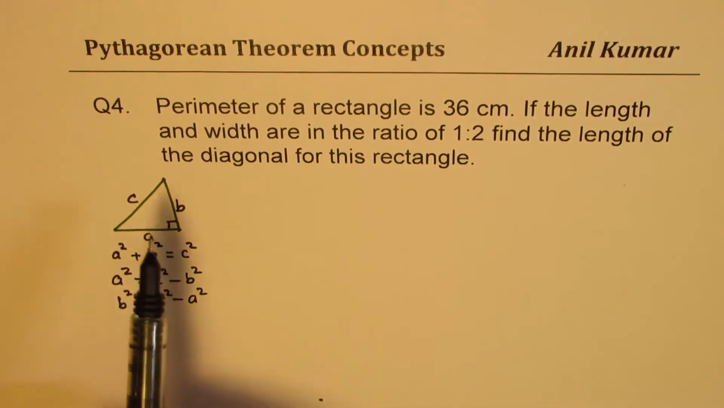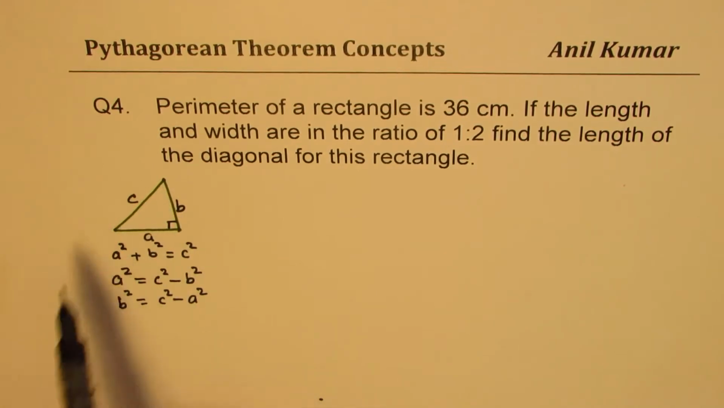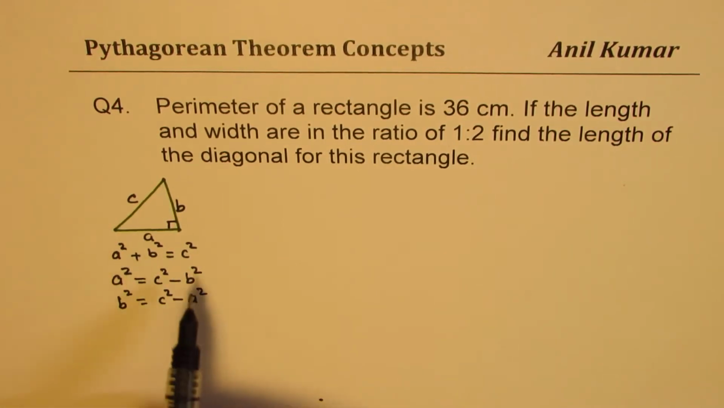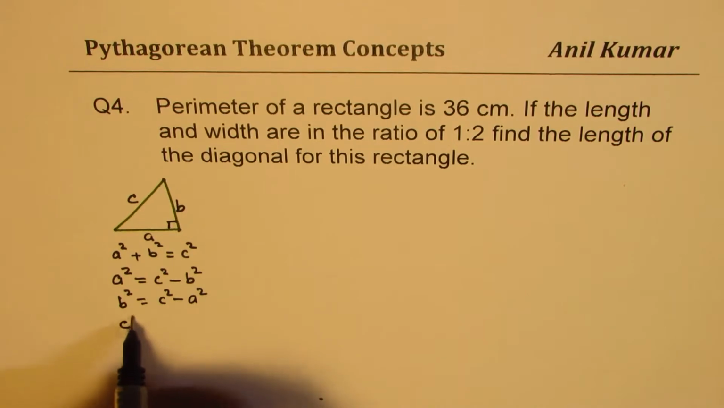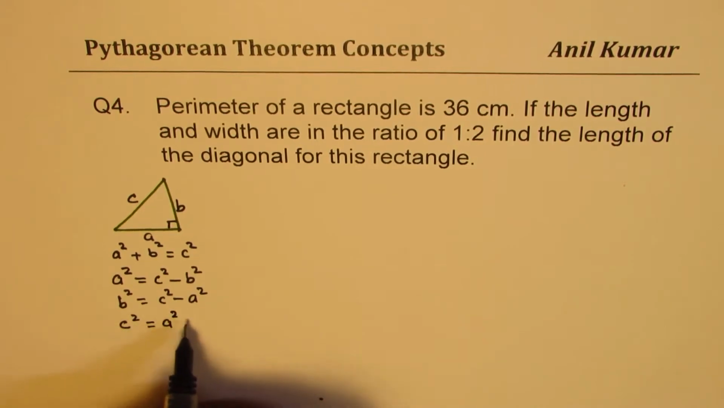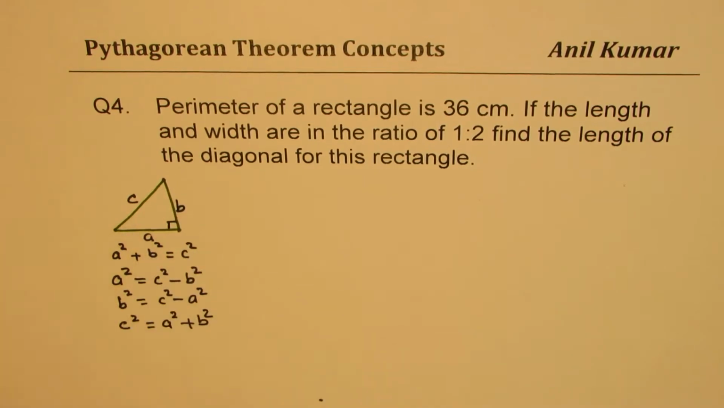So when you have to find the longer side, the hypotenuse, you add these squares, right? So c square is the sum of the squares of a and b, but the other two sides, which we call legs, are a difference of squares. Perfect. So that is the key. Now let's continue with our questions.